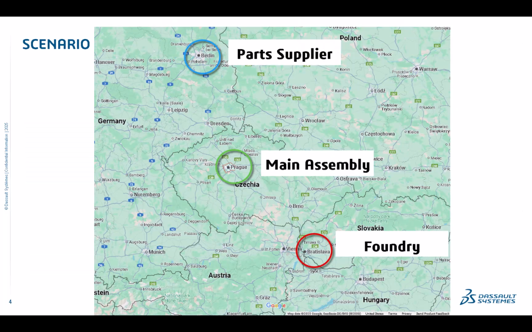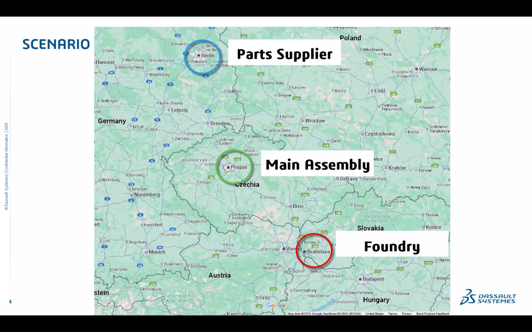The location of the different operations is another part of this scenario. Our company has a main assembly facility near Prague in the Czech Republic, and our company has a foundry near Bratislava in Slovakia. The supplier of the purchased parts is located in Berlin, and so the transportation between these 3 locations will be included in our lifecycle assessment.